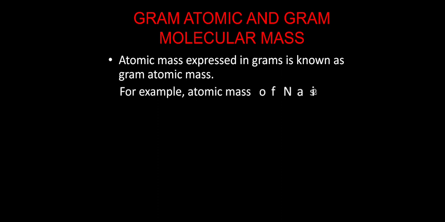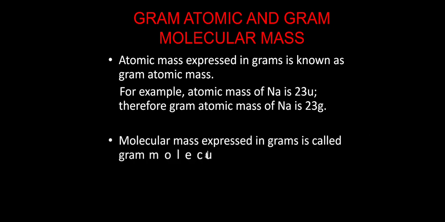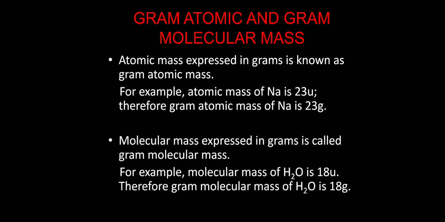So for example, atomic mass of sodium is 23 U. So instead of 23 U, I replace it with G, 23 grams, express it in grams, then it becomes gram atomic mass. Similarly, molecular mass expressed in grams is called gram molecular mass. Like if I take any molecule, let's say water, which is 18 U, if I replace U by G, that means express it in grams, that becomes gram molecular mass.